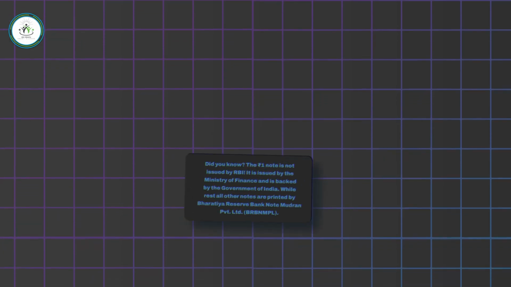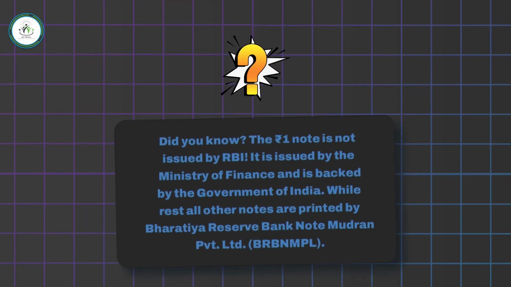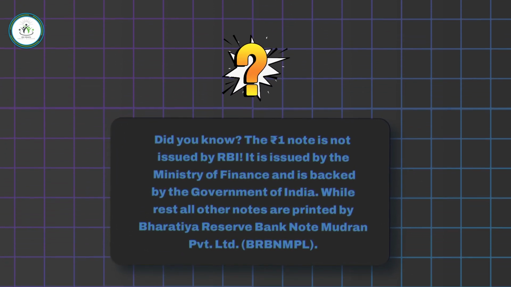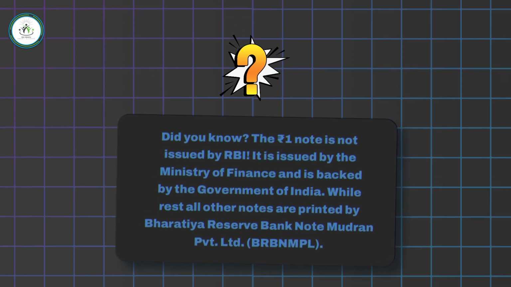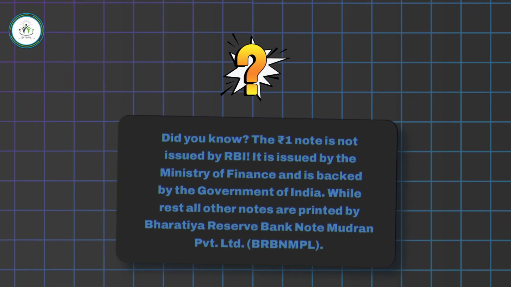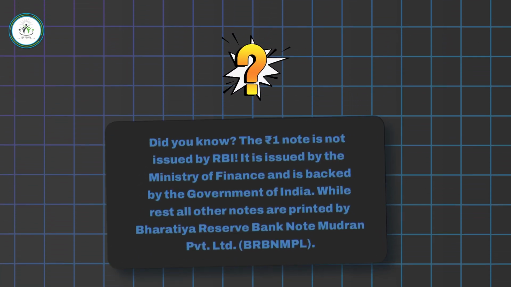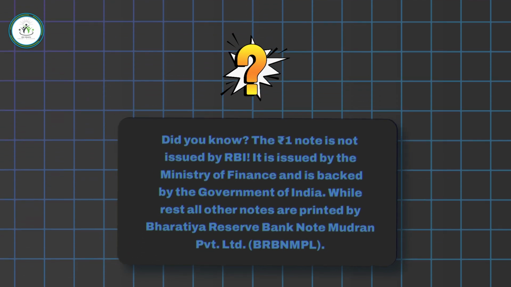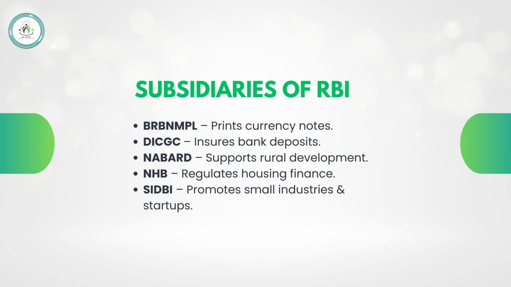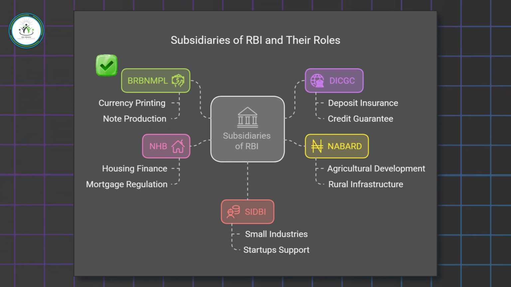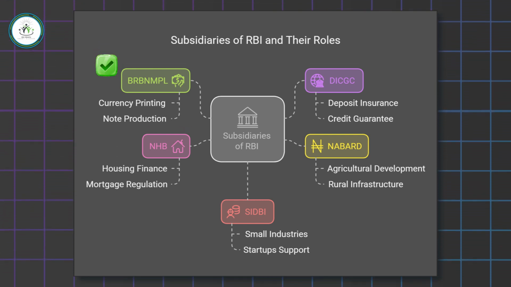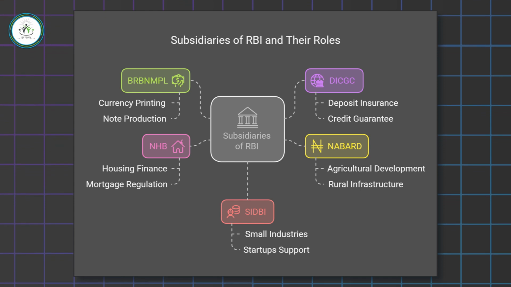Did you know? The 1 rupee note is not issued by RBI. It is issued by the Ministry of Finance and is backed by the Government of India. While rest all other notes are printed by Bharatiya Reserve Bank Note Mudran Private Limited, BRBN MPL, subsidiaries of RBI. BRBN MPL prints currency notes.